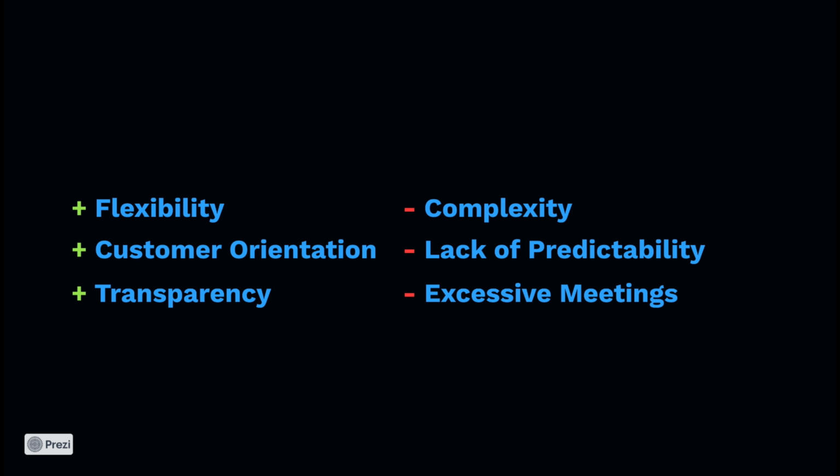Excessive meetings. While Scrum meetings are important for communication and transparency, in some cases they can lead to an excess of meetings. Poorly planned or inefficient meetings can hamper productivity.